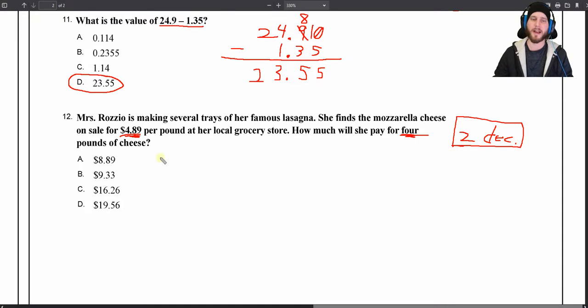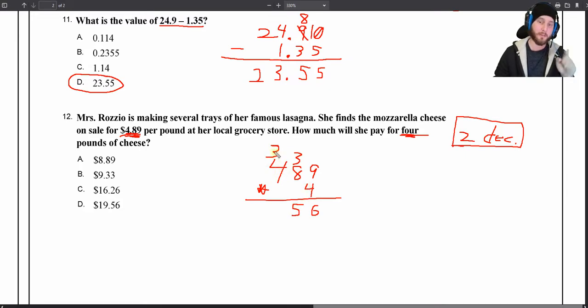Keep that off to the side. And now we're going to ignore my decimal, and we're just going to say this is 489 times 4. So 489 times 4. So 4 times 9, that is 36. Carry my 3. 4 times 8 is 32, plus 3 is actually 35. And 4 times 4 is 16, plus 3 is actually 19. And as we mentioned, there should be 2 decimal places in my answer. 1, 2.